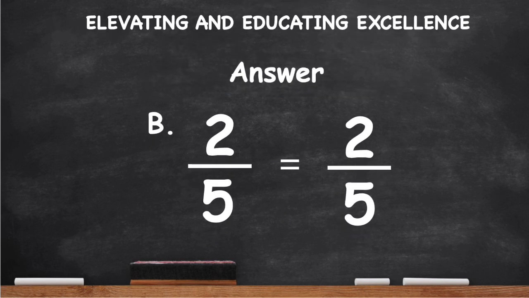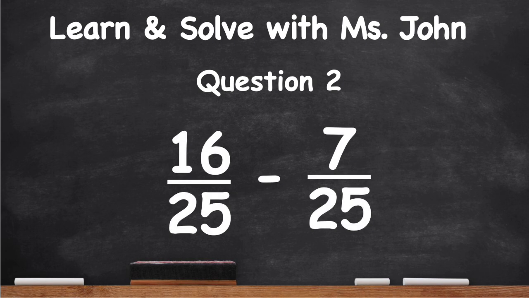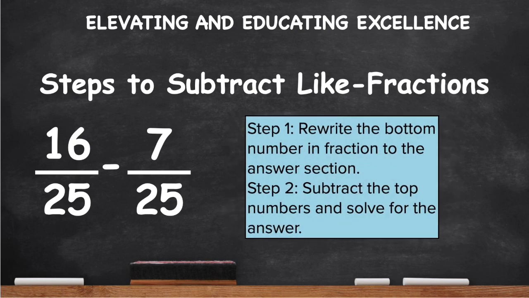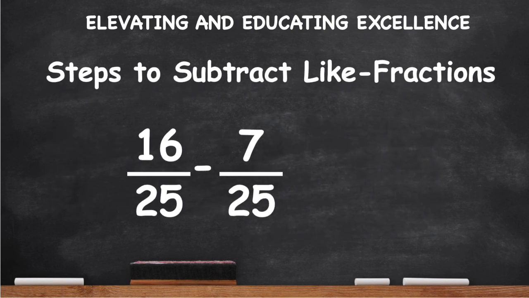So the answer is the same. Question number 2, 16 over 25 minus 7 over 25. So let's go through the steps of subtracting like fractions. Step number 1, rewrite the bottom number in the fraction to the answer section. Step number 2, subtract the top number and solve for the answer.